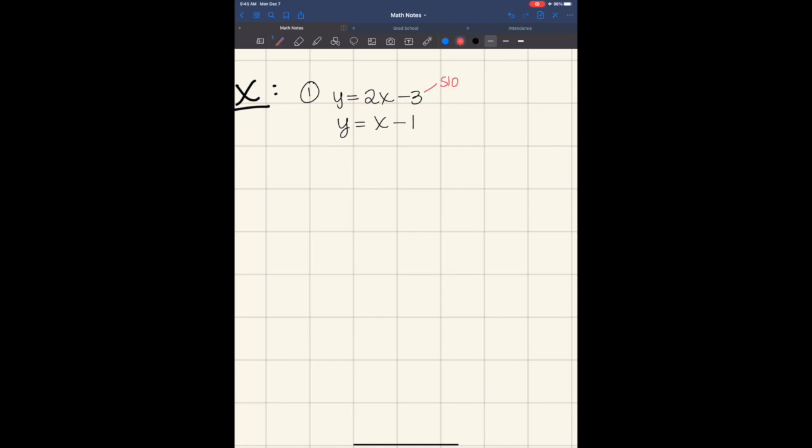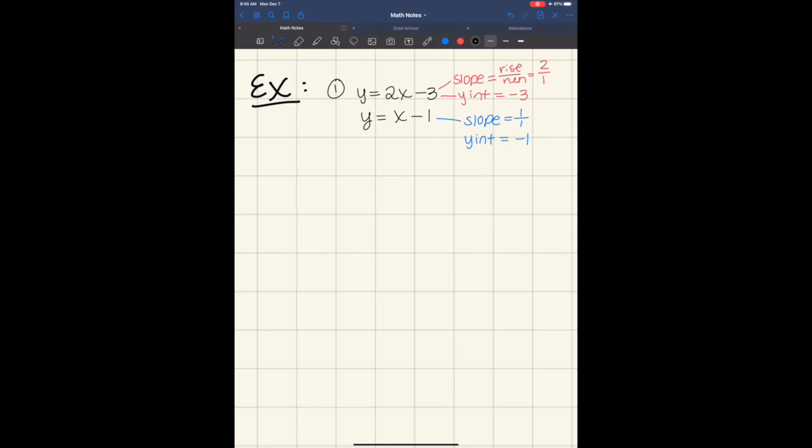So our slope for the first one, remember, is rise over run, so it's 2 over 1. Our y-intercept is negative 3. The slope of our second line is 1 over 1, and the y-intercept is negative 1. So I'm going to graph them in those two colors so you can see which line is which. It helps if you have graphing paper for this unit, obviously, because then you can see exactly where they cross.